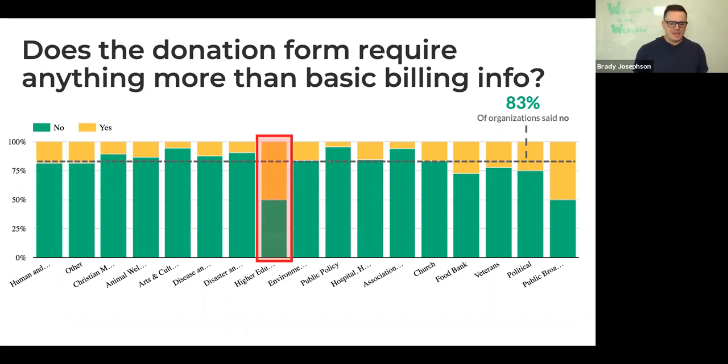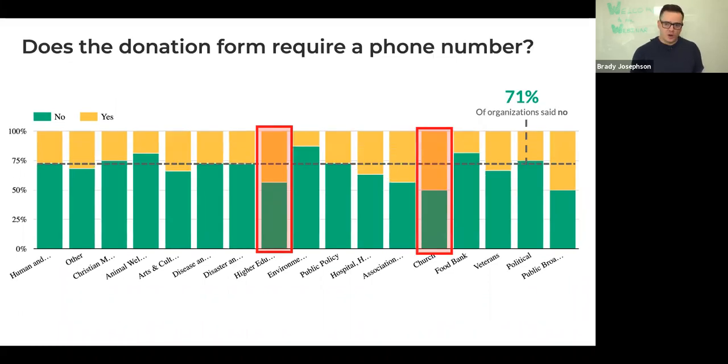But we did see that higher ed here is one of the most significant verticals in terms of requiring additional information. And there's two forms that stood out for higher ed. And the first is phone. We actually looked specifically, do you require a phone number? And now 29% of the organizations do require phone and 71% do not. But you can see higher ed and church are some of the verticals that actually require. So again, what we've seen in our research, at least making phone optional, we've seen no difference in conversion rate.